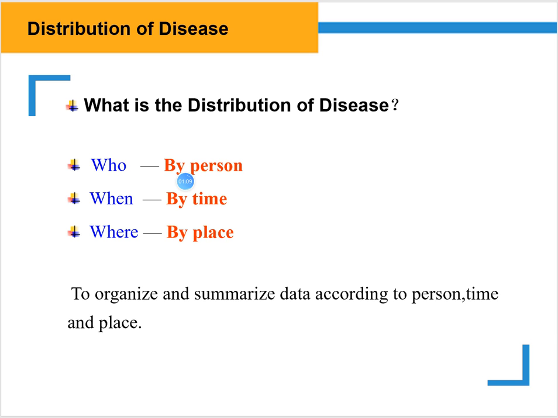So, distribution of disease means 3W. Who developed the disease in population means distribution by person. When does the disease occur means distribution by time. Where does the disease occur means distribution by place. You can organize and summarize data according to person, time, and place.